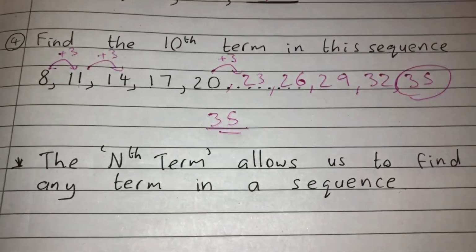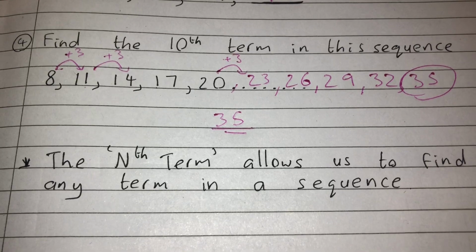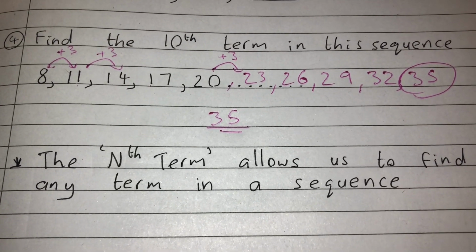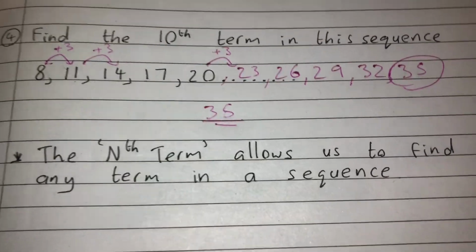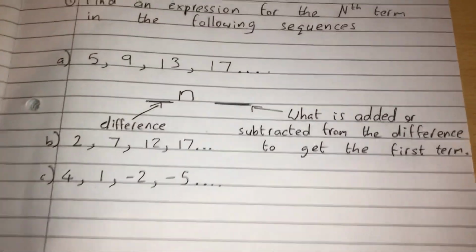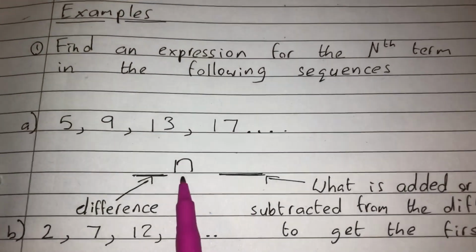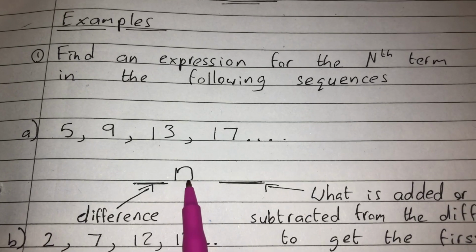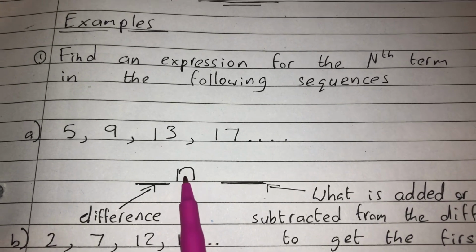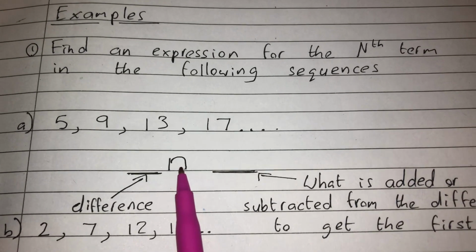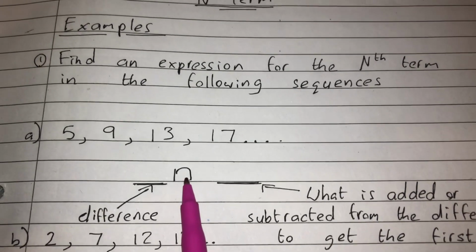So the nth term is a formula that we can work out for each sequence that allows us to work out very quickly any term within the sequence. We'll look at a couple of questions where we're asked to find the nth term. I'll not try to overcomplicate it, I'll keep it quite simple. It is a formula that involves n representing the term in the sequence that you're trying to find. So if you're trying to find the 5th term, n would be 5. If you're trying to find the 8th term, n would be 8. If you're trying to find the 100th term, n would be 100.